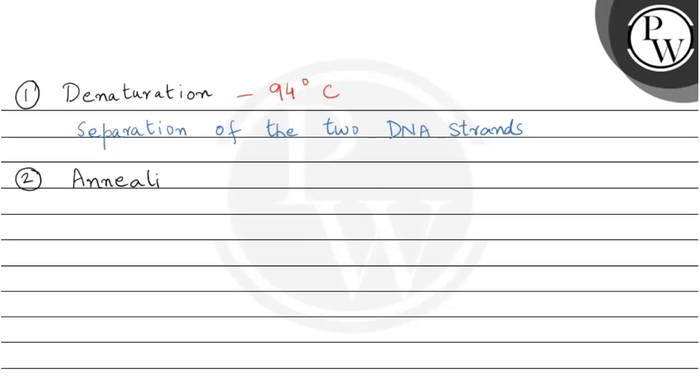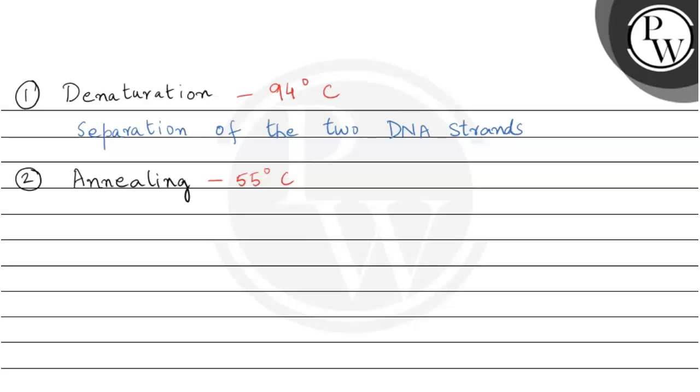So for the PCR to take place, there are certain primers present. Now this annealing process takes place at a temperature of 55 degrees centigrade. So therefore for annealing process to take place, the temperature in the PCR machine needs to be reduced from 94 degrees centigrade to 55 degrees centigrade.